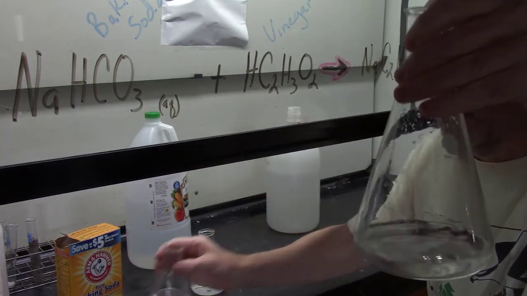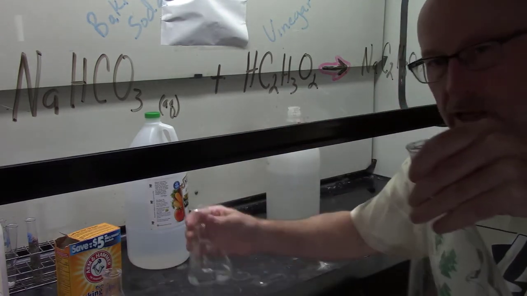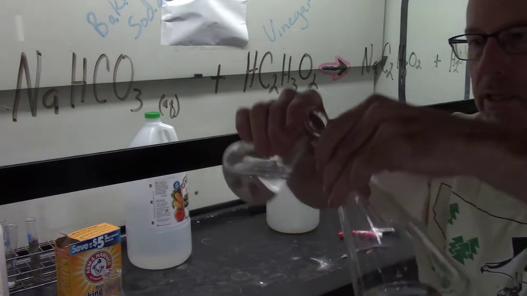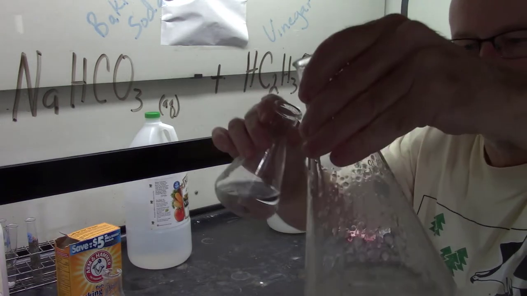So that means that this is the excess reagent. The limiting reagent has to be the vinegar. So let me add some vinegar, some acetic acid, and see if it starts reacting again. There's the bubbles.